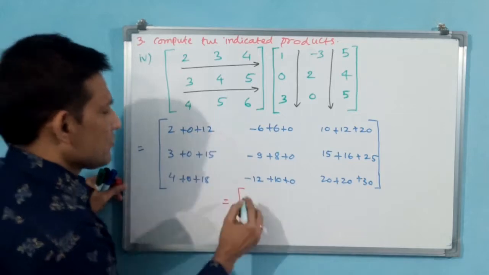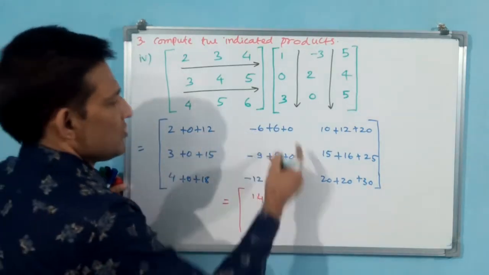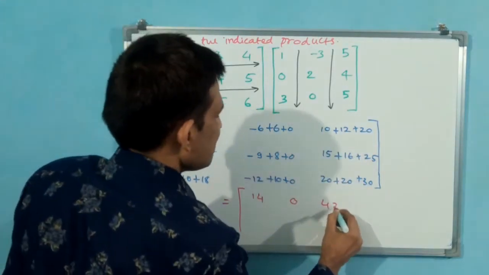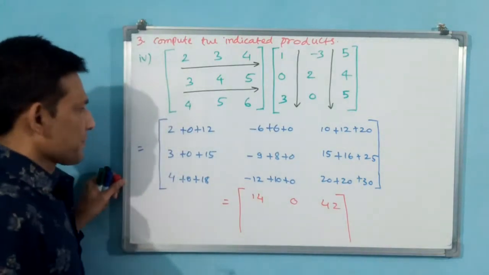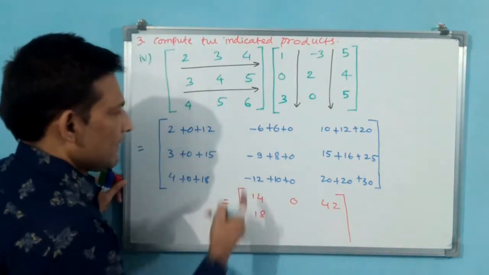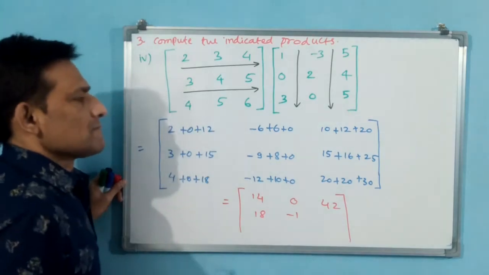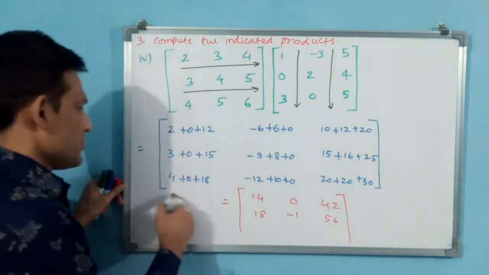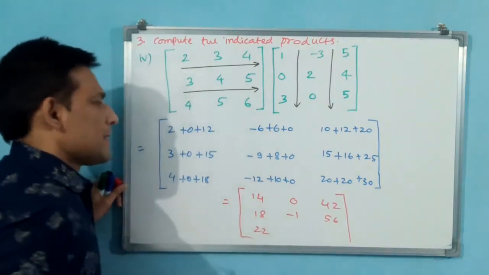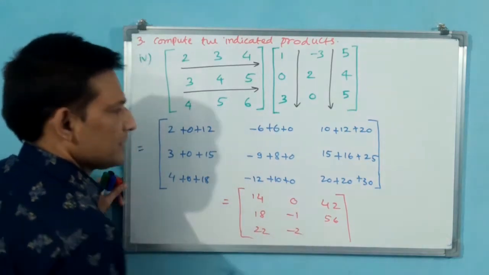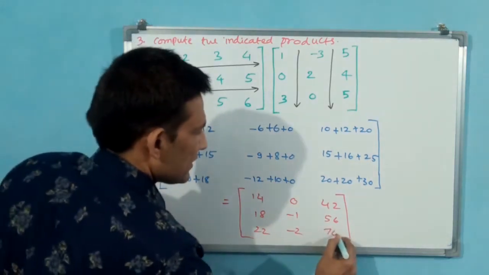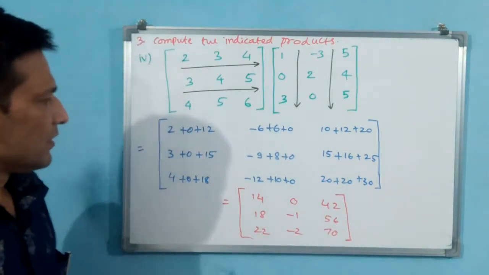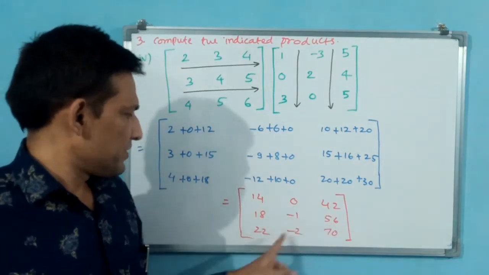Let us do 12 plus 2, 14. 0. Why? Because minus 6 plus 6, 0, 0 all 0. 30 plus 12, 42. 15 plus 3, 18 and minus 1. 25 plus 15, 40, 56. 22. Then minus 2. 40, 30, 70. That means this will be your answer. 14, 0, 42, 18, minus 1, 56, 22, minus 2, 70.